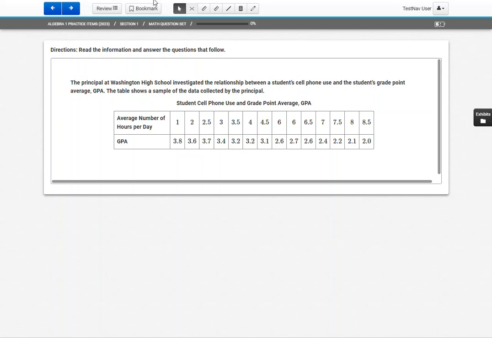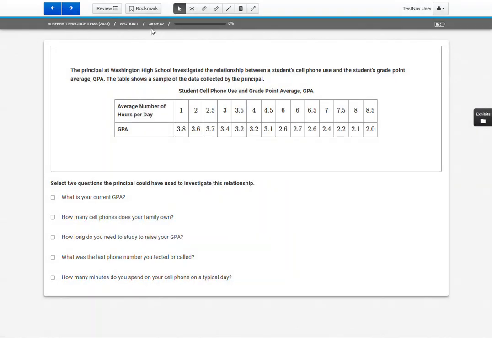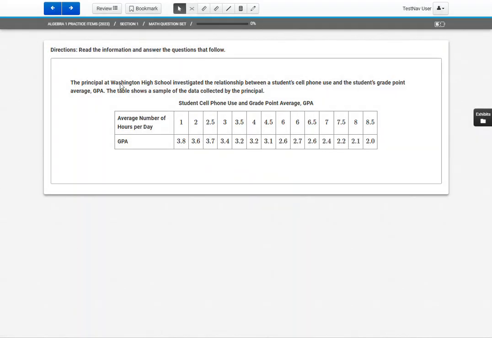Alright class, so here is the question, well it doesn't say what question. Okay, question 36, but let me just go back to this page right here. So right here, there's nothing to answer. This is just an informational slide. So it says here directions, read the information and answer the questions that follow.